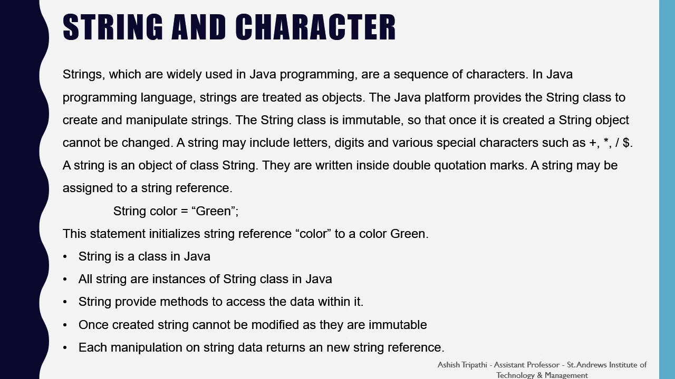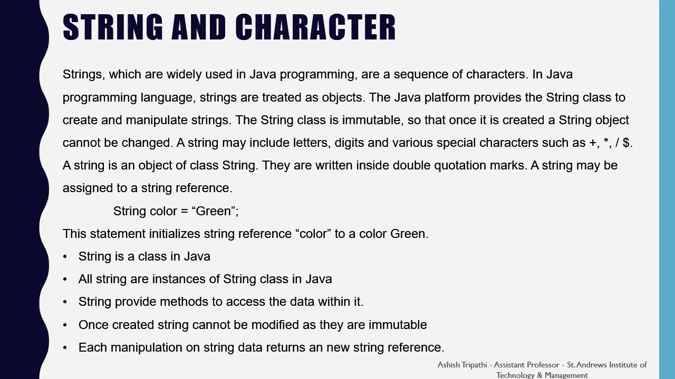A string is an object of the class String. They are written inside double quotation marks. A string may be assigned to a string reference. For example, String color = "green". This statement initializes the string reference color to the string green.